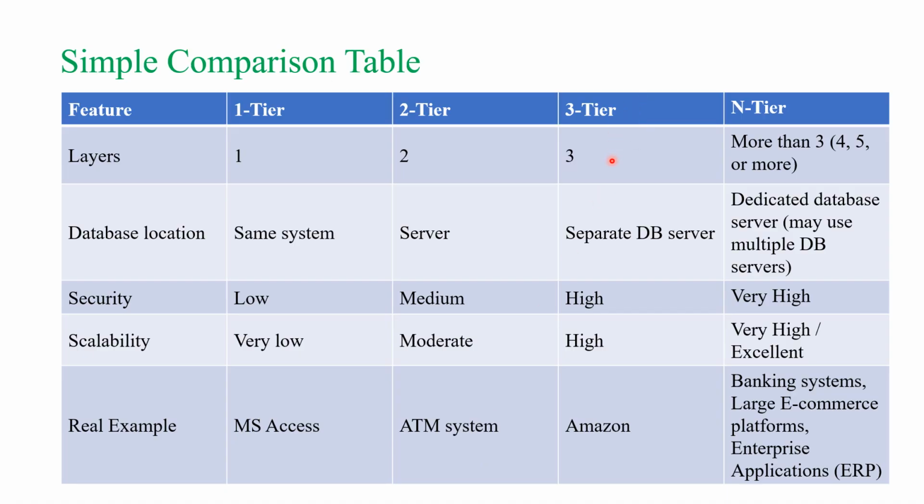In three-tier architecture, we have three layers, and we will have a separate database server. It provides high security and high scalability. The example is Amazon. In the n-tier architecture, we will have more than three layers and a dedicated database server. It provides very high security and very high, or excellent, scalability. The real examples are banking systems, large e-commerce platforms, enterprise applications, etc.